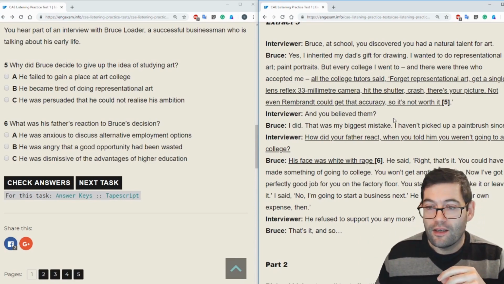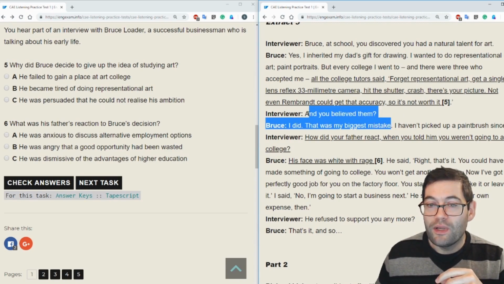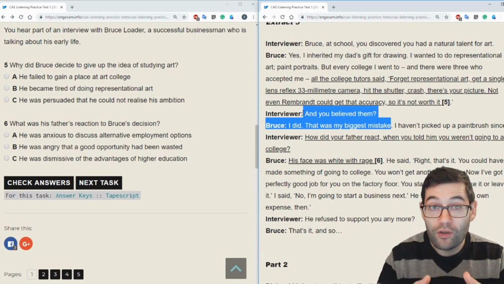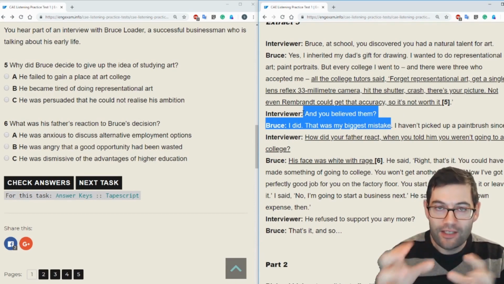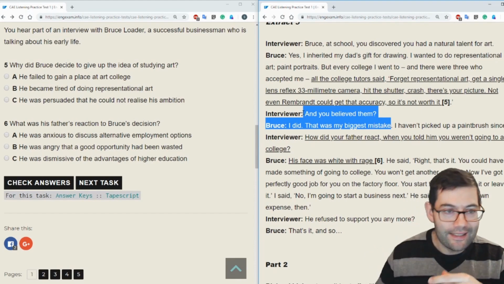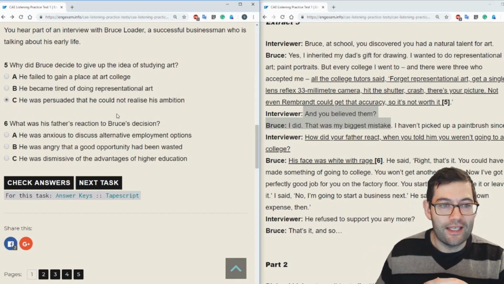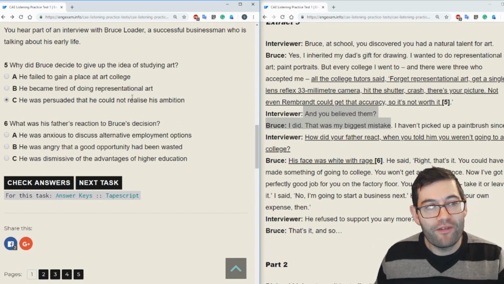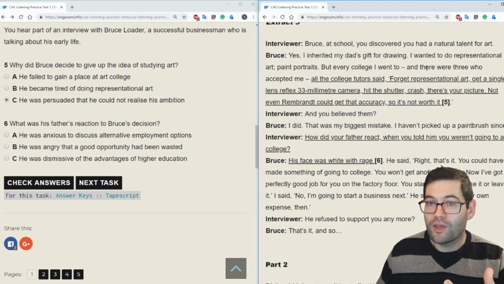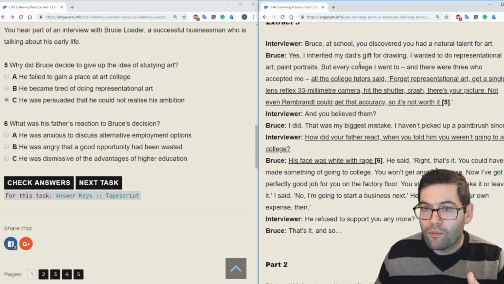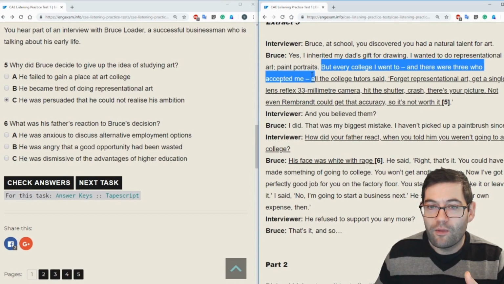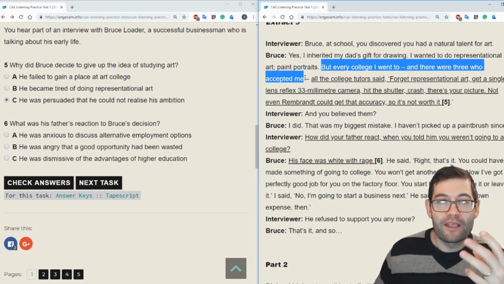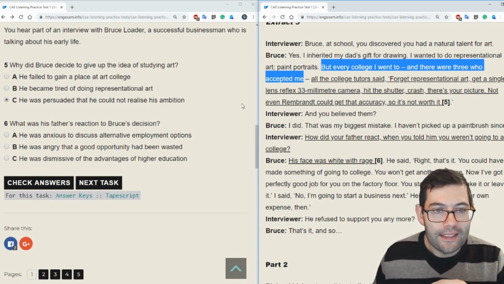And then it goes on to say, and you believed them? I did. So it's not just a suggestion, it was persuasion. They told him to do something and he actually acted on it. So that's why the answer is C. He didn't become tired of doing representational art. He didn't even begin. Did he fail to get a place at art college? No, because he said, I think somewhere in the text, but every college I went to, and there were 3 who accepted me. So he got accepted into art colleges. So it's not A and B. The answer clearly is C.